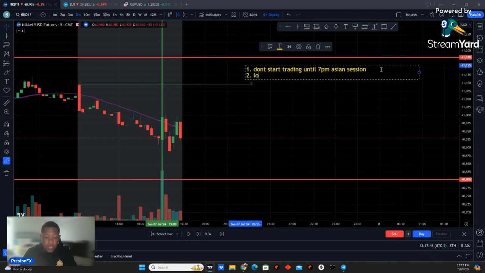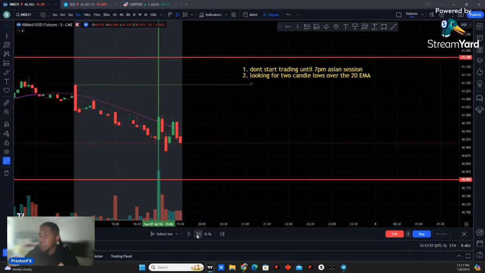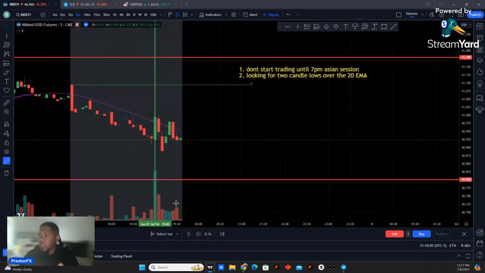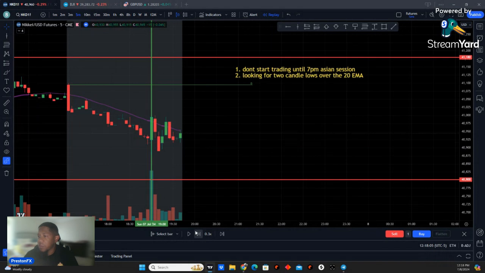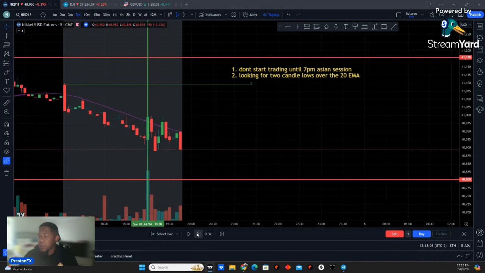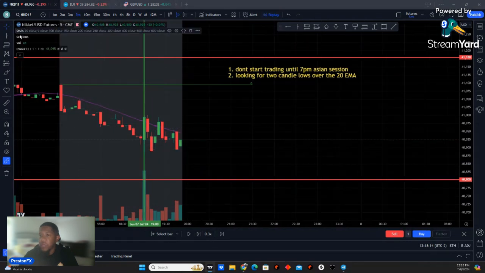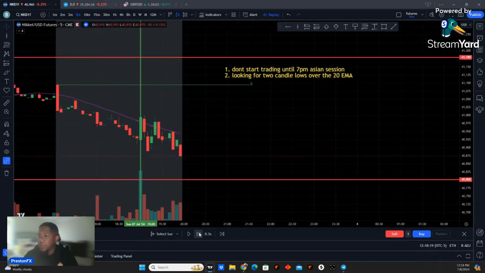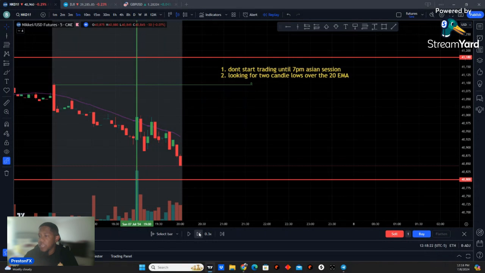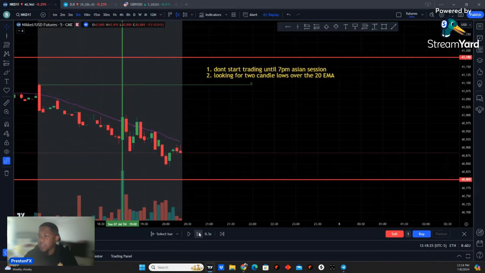Now, looking for 2 candle lows over the 20 EMA. That's the second one. That's what we're looking for now. All right. And still going. We're still taking some time. We might not even get a trade today. All right. Boom. Still bearish. And we don't even need the volume indicator, but I have it just in case. All right. Look at that. Still going down. We're not even messing with it right now. Let's go up a little bit.